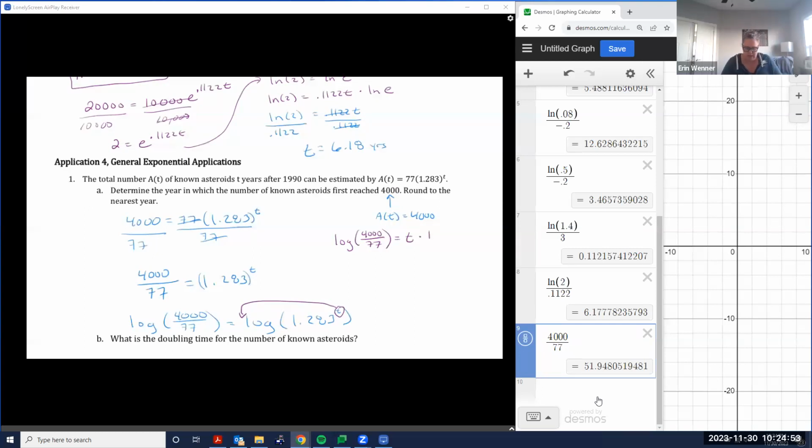Now, in the last example, we had the natural log of e on the end, and we're like, forget it. We don't need to deal with it because that's equal to 1. In this case, the log of 1.283 is not equal to 1, and we can't just drop it off. So what we need to do is we now need to divide both sides by that log to isolate t. So dividing both sides by log of 1.283.